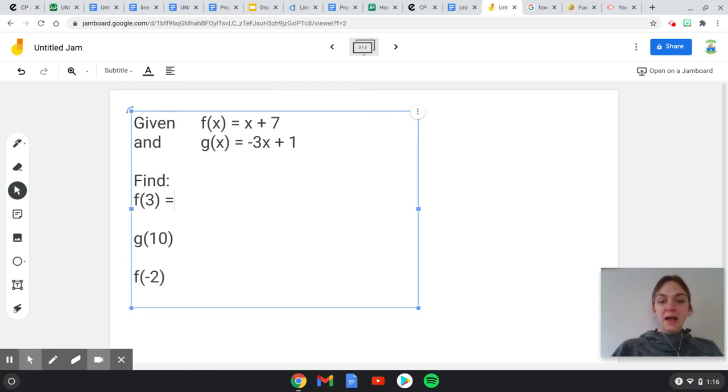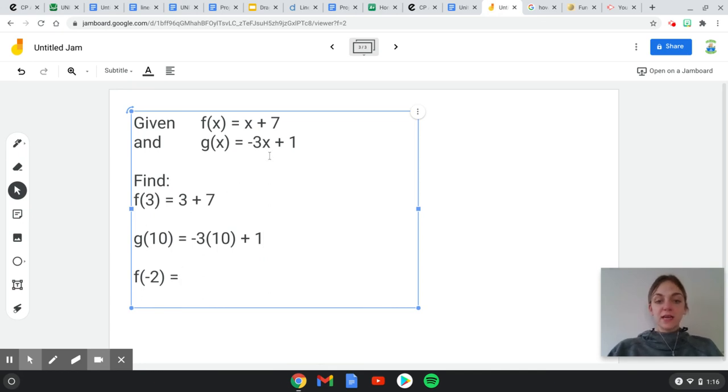So if I'm finding f of 3, I need to find my f of x function. Make sure you're finding f of x, which is this x plus 7. So again, anywhere where I see an x, I'm just going to replace that with a 3, and then you can solve. Now with the g of 10, we need to make sure that we're using the g of x function, not the f of x function. And anywhere where we see an x, we're going to put a 10 in.